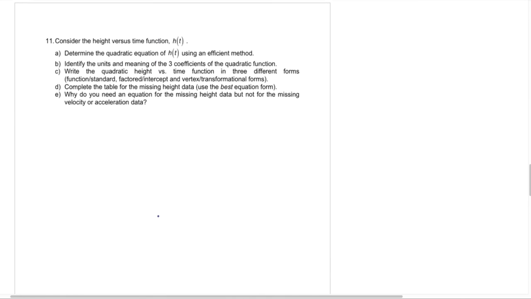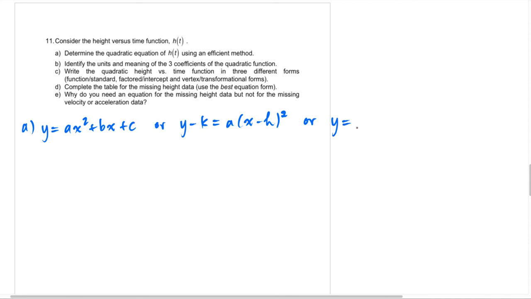The next question says to consider the height versus time function and to determine the quadratic equation. Well, if we want to come up with a quadratic equation, we have some different function or equation models we could use. We could use the function model, y equals ax squared plus bx plus c. Or if we have the vertex, we could use y minus k equals a times x minus h all squared. Or if we have both x or time intercepts in this case, we could use y equals a times x minus root 1 times x minus root 2.